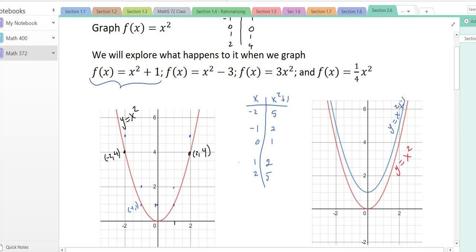So we call this a vertical shift. Doing the plus 1 made it so that we had a vertical shift of 1 unit up. And so this is the graph of y equals x squared plus 1. So what do you think is going to happen when we graph f of x equals x squared minus 3? What is that minus 3 going to do to the graph? Since plus 1 made a vertical shift up, minus 3 will make a vertical shift down.